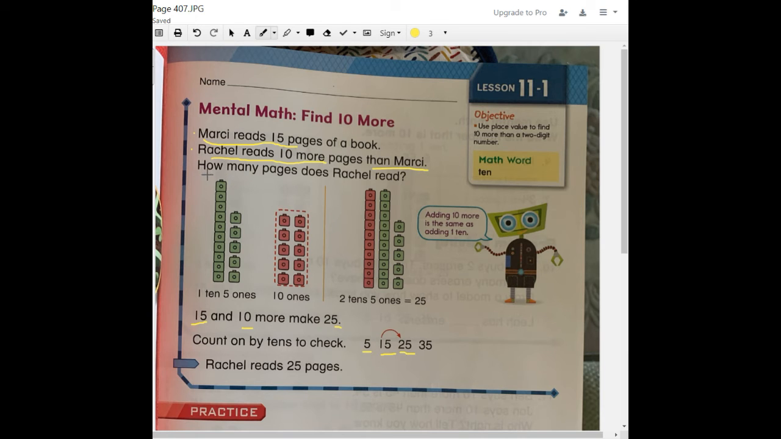Let's answer the question. How many pages does Rachel read? So if Marcy reads 15 pages, and Rachel reads 10 more, how much is that? If we're adding 15 and we want to do 10 more, like with our arrow, how much is that? Very good, 25. Rachel reads 25 pages.